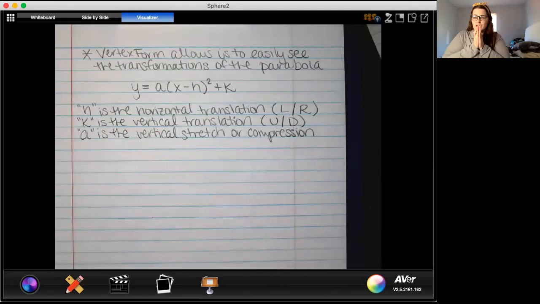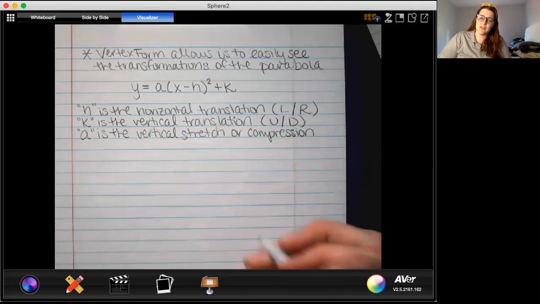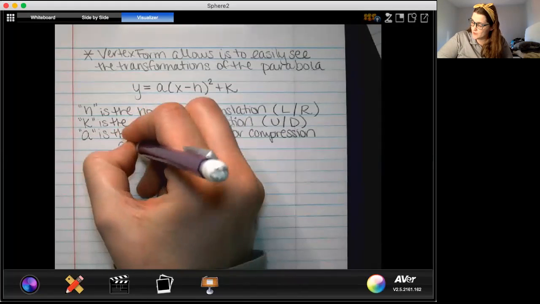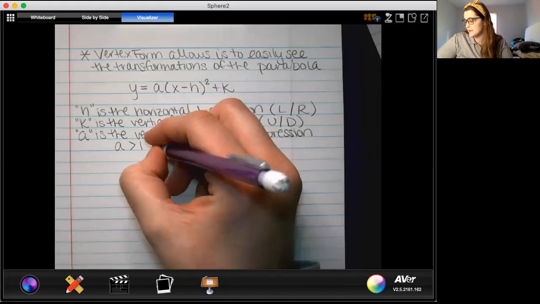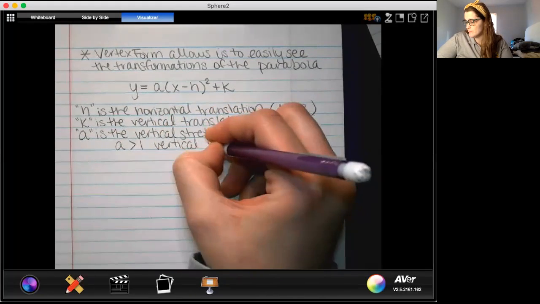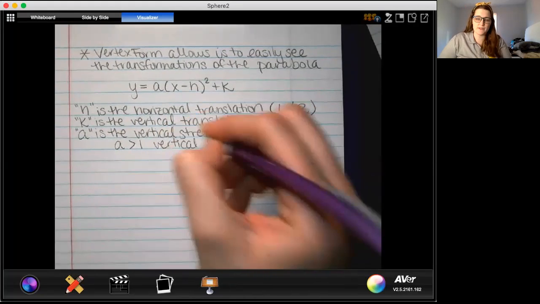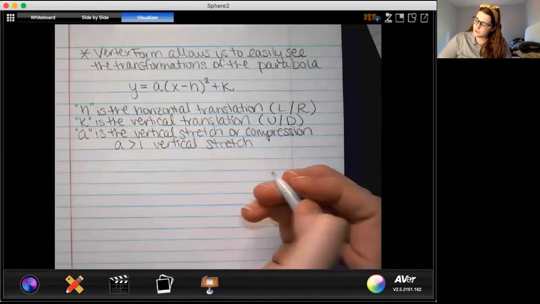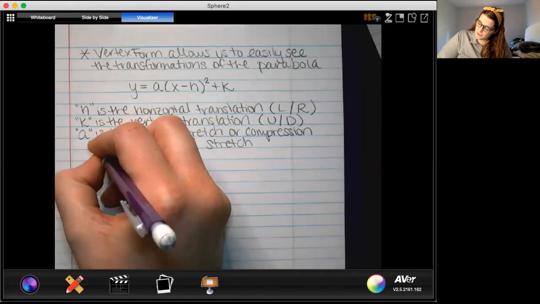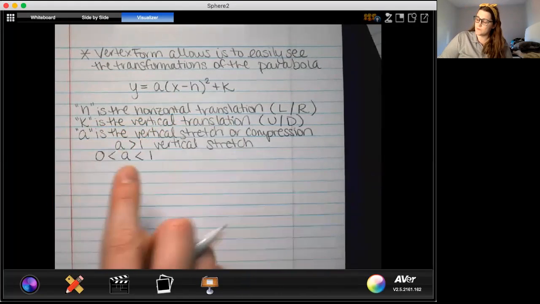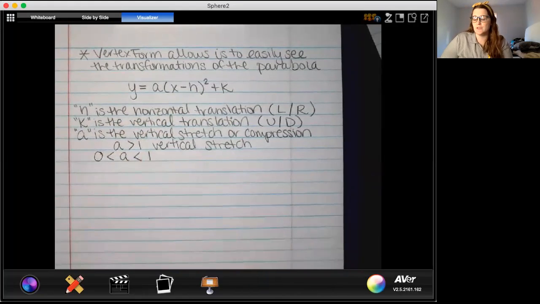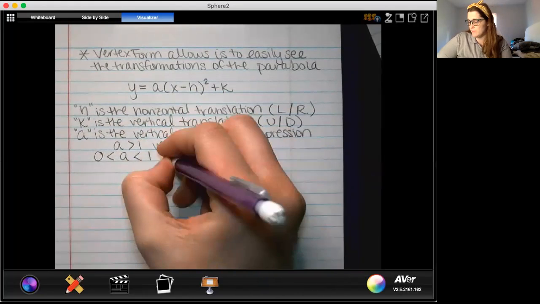Now, because there's two different things that could be happening, we have to indicate that based on what a is equal to. So if a is greater than 1, it's a vertical stretch, which makes sense. If I multiply something by 2, it means it's twice as long, twice as big. On the other side, if a is between 0 and 1, so 0.1, 1/2, 1/4, 2/3, any of those types of numbers, that would be vertical compression.